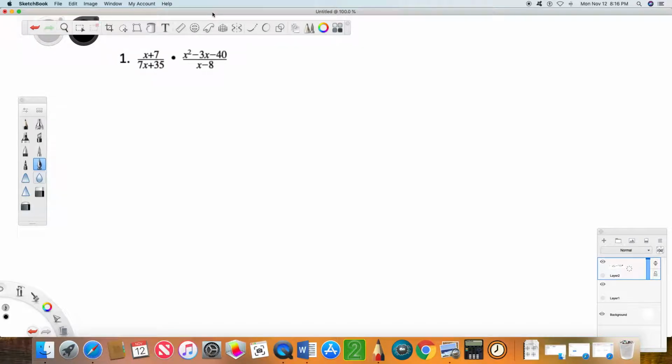Let's take a look here at problem number 1. We have two rational expressions. They want us to multiply these together to get a single rational expression, to simplify it, write it in lowest terms, and to state any restrictions that we have.